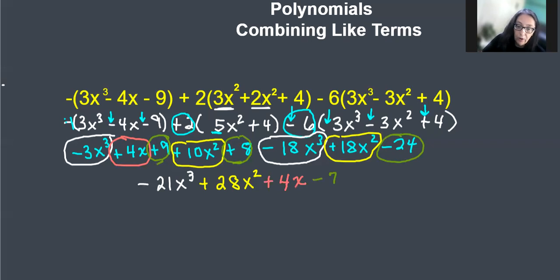And we are done. There are no more like terms. This final answer has 4 terms. Its degree is 3. Just as a reminder, the degree is the biggest exponent. So it is a cubic polynomial, if you were to name it.